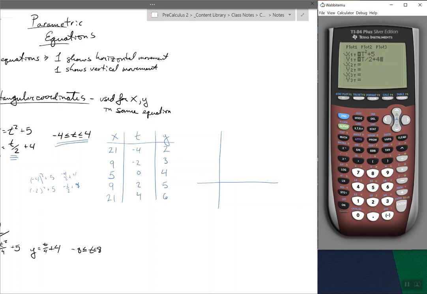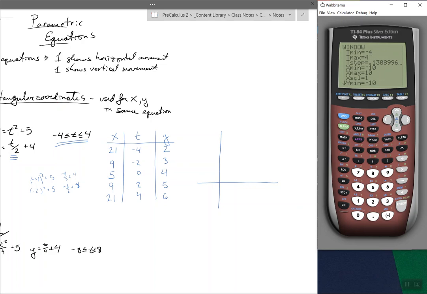And then one last thing we need to do before we graph this is we're going to go into window, and it's going to give us some different options. So it's going to say tmin, tmax, tstep. Those are new. We've never seen those before. So the only two things that we're going to adjust is tmin and tmax. So tmin should be your lowest time value. So for us, it's negative 4. And then tmax should be your highest time value. For us, it's positive 4.